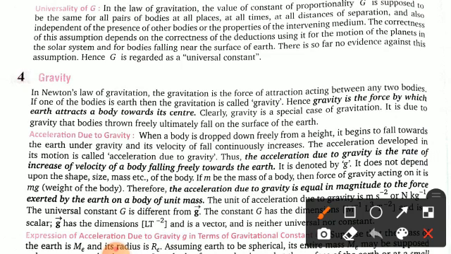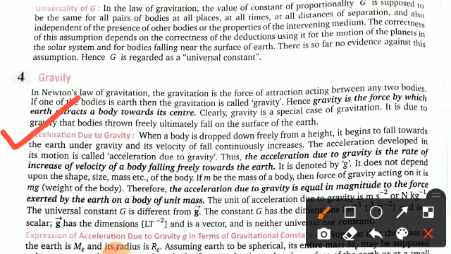If you throw a body upward, then due to the mass of the body and the acceleration due to gravity, its weight is acting vertically downward. Clear? Now we will move to acceleration due to gravity. Here you can see this is the acceleration due to gravity.